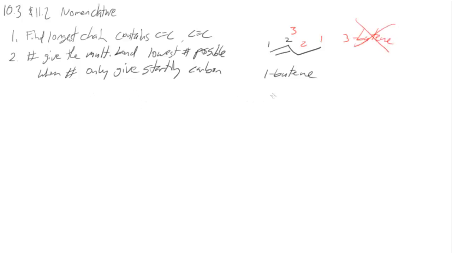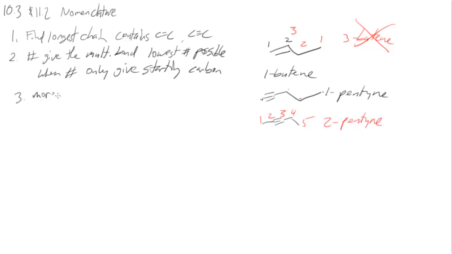You can do the same thing with an alkyne. 1, 2, 3, 4, 5 carbons. So this is pentyne, where the lowest numbered carbon is of the multiple bond. So this is 1 pentyne. I can also draw this structure, which would be 1, 2, 3, 4, 5 this way. So this is 2 pentyne.